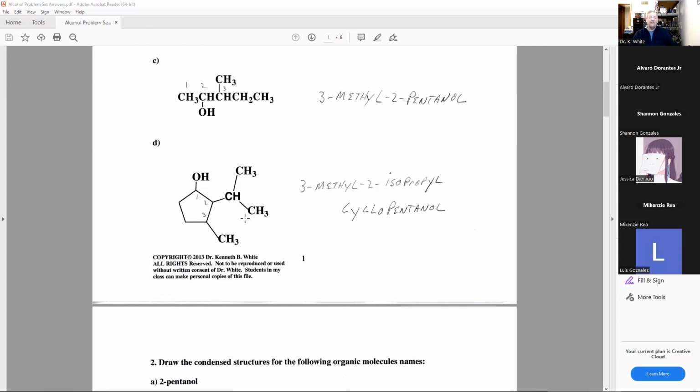But we do have an isopropyl group and a methyl. And you number from that hydroxyl group in such a way that the other alkyl groups get the lowest number.